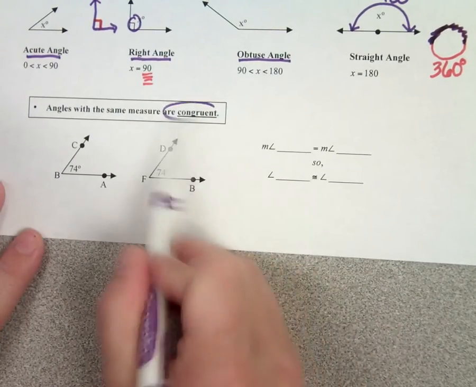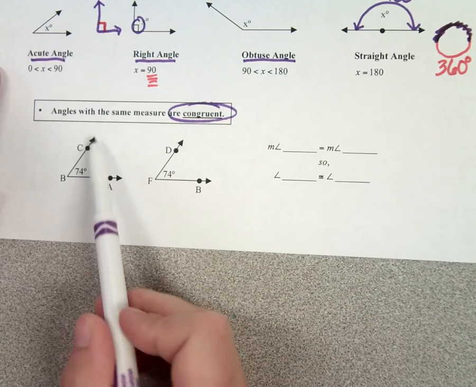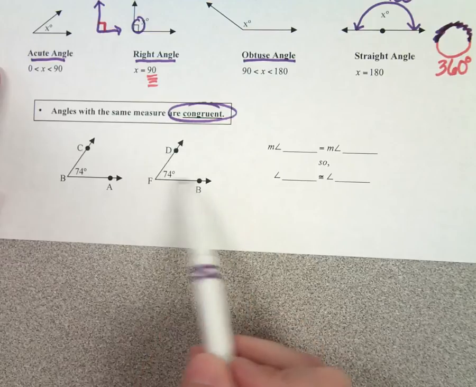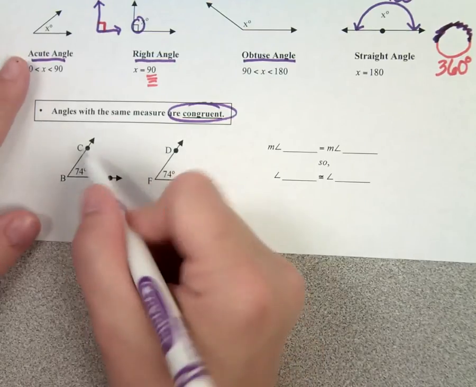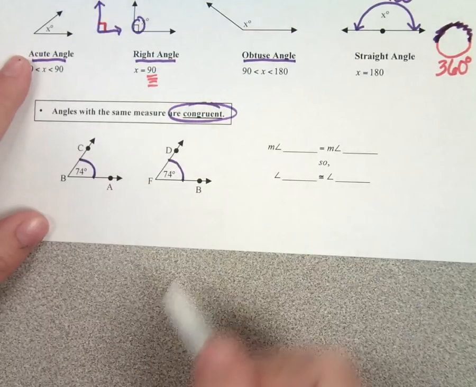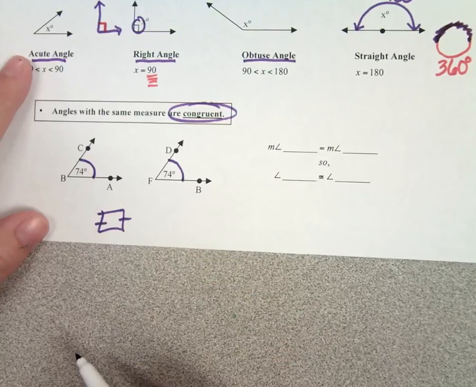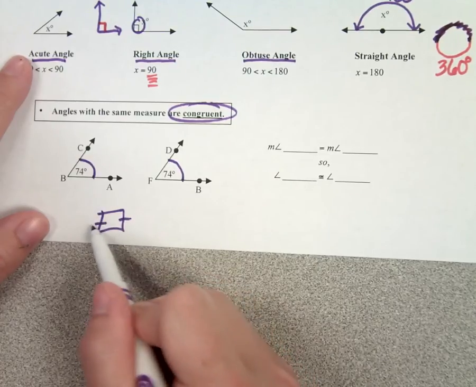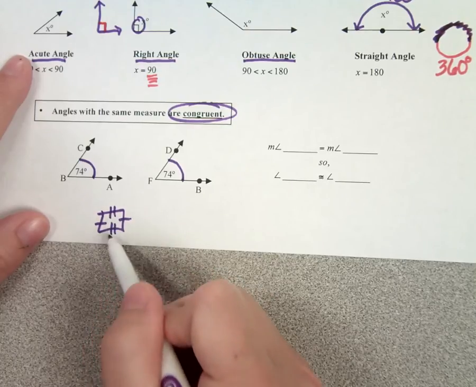Okay, the word congruent. We talked about this the other day, but with segments. You can see down here, these two angles are both 74 degrees, which means they're congruent. So we use curves to show congruent with angles. We use tick marks for segments. If these two segments are congruent, they get tick marks. If these two segments are congruent, they get tick marks.